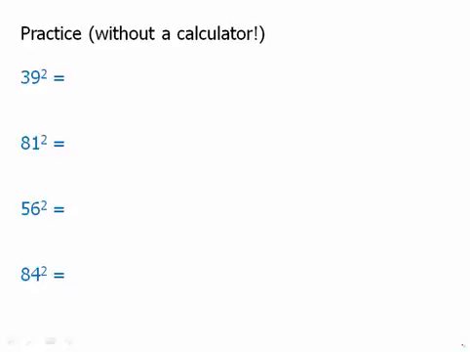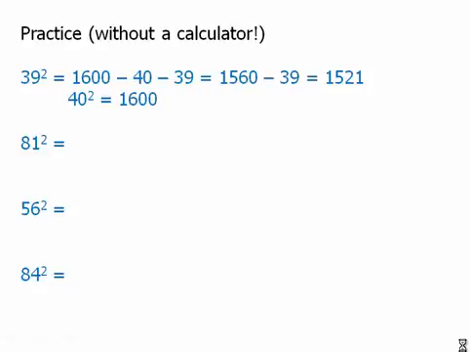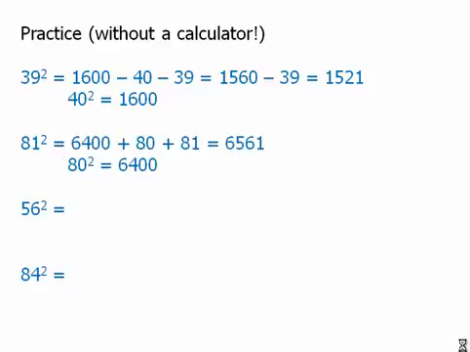Okay. 39 squared. Well, of course, 39 squared is very close to 40 squared. 40 squared is 1600. We're going to start at 40 squared. We're going to subtract 40, then subtract 39, and that will bring us down to 1521. 1521 is 39 squared. 81 squared. Well, we know 80 squared is 6400. So from there, we're just going to add 80 and add 81. And that brings us up to 6561, which is 81 squared.